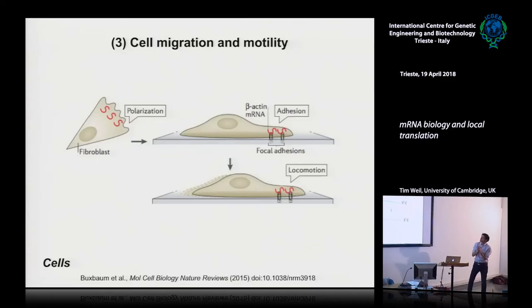Another example is looking at cell migration and motility. So this is looking in cells. These are chicken fibroblasts, where the first work was done, and we get this localization of beta actin to these extending regions, towards the focal adhesions. Then we get locomotion based on this local translation of beta actin.